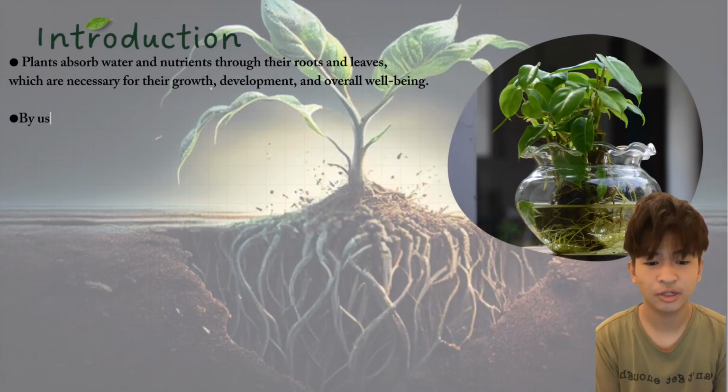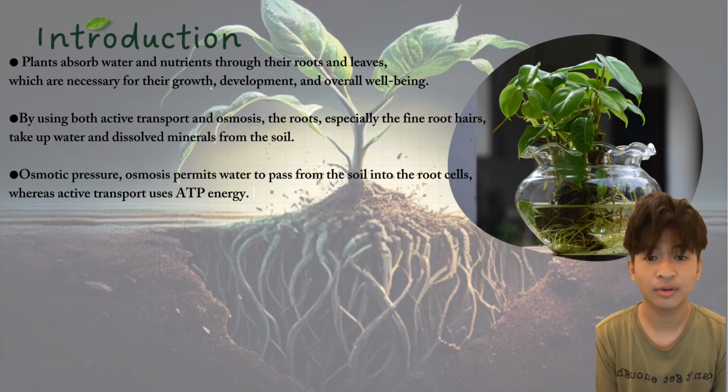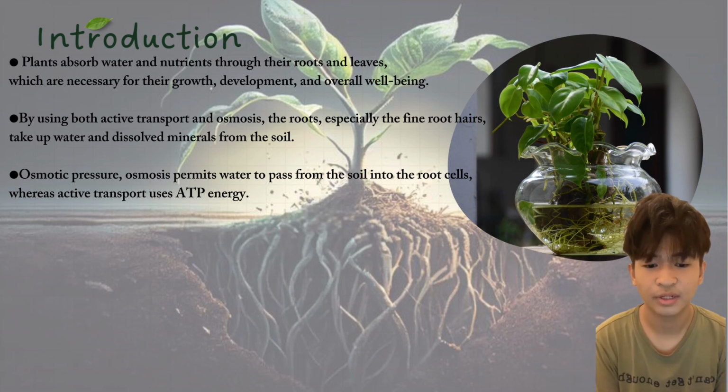So basically, plants absorb water and nutrients through their roots and leaf, which are necessary for their growth, development, and overall well-being. By using both active transport and osmosis, the roots, especially the fine root hairs, take up water and dissolved minerals from the soil. Because of variation in osmotic pressure, osmosis permits water to pass from the soil into the root cells, whereas active transport uses ATP energy to facilitate the uptake of minerals against the concentration gradient. Water and nutrients are carried throughout the plant, including the leaf, by the xylem vessel after entering the roots.